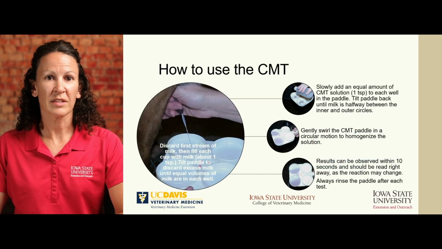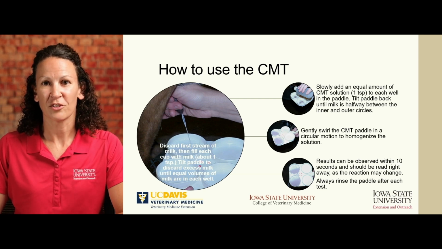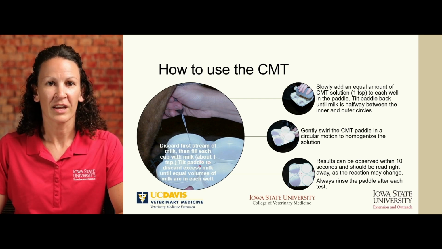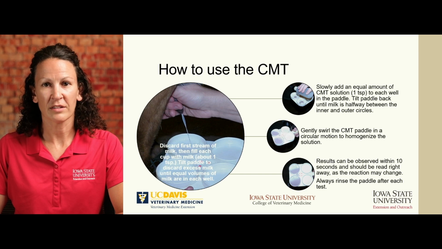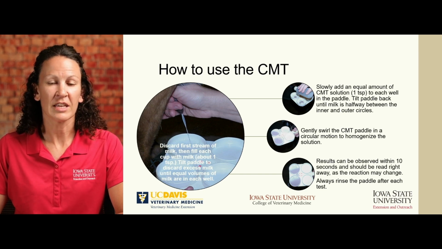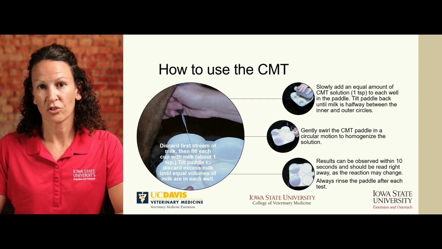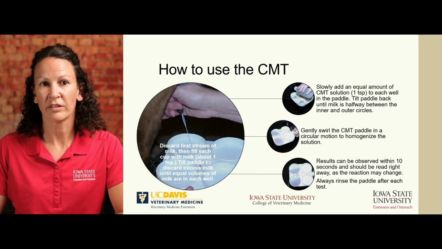Like I said, the CMT is relatively easy and it's a doe side test. The first step is to discard the first stream of milk. Then fill each cup with milk, about a teaspoon. Then you'll tilt the paddle to discard excess milk until equal volumes of milk are in each well. Next, slowly add an equal amount of the CMT solution, again 1 teaspoon, to each well in the paddle.